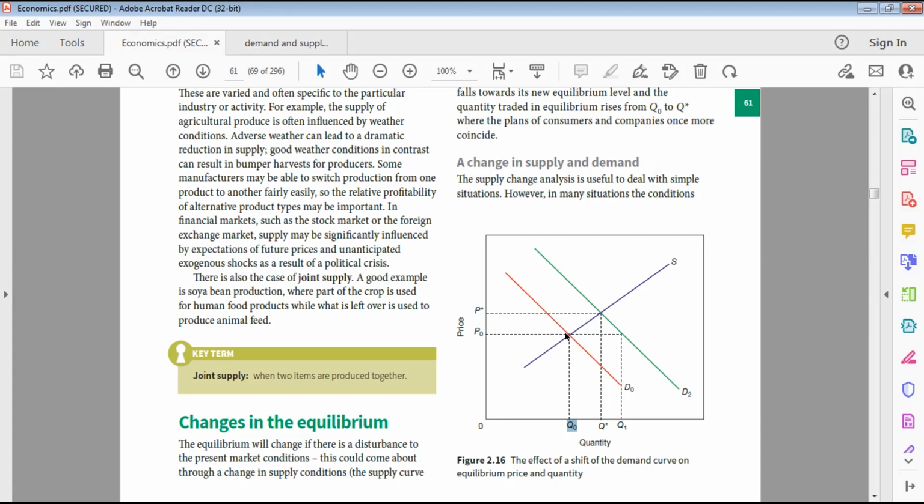Don't worry, I'll explain it in a better way in the next class. But I'm just telling you that due to some factors, the demand curve might change, the supply curve might also change, and at that point you have to say which is the new equilibrium. I'll explain that in the next class.